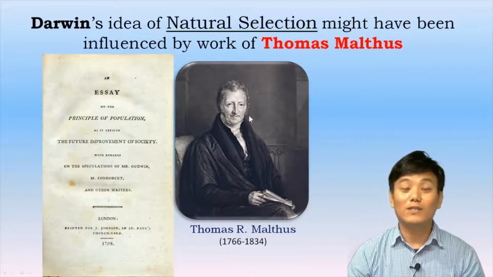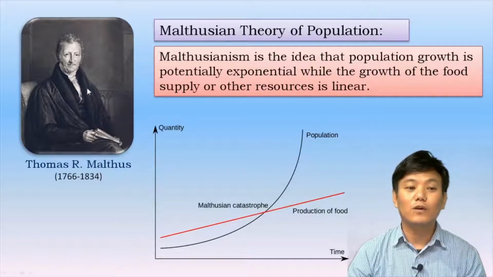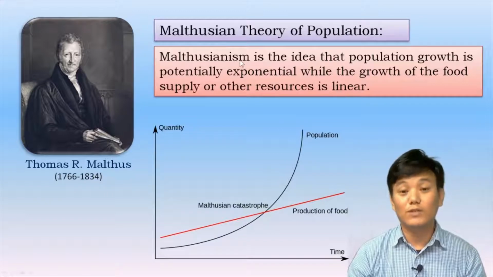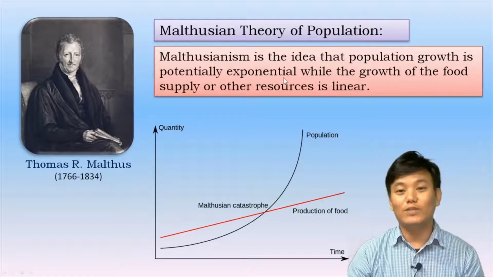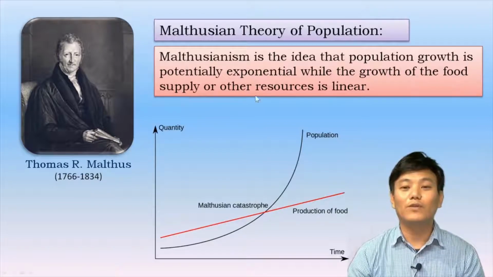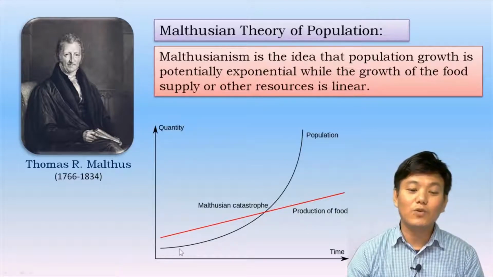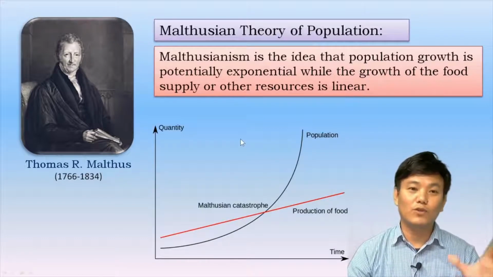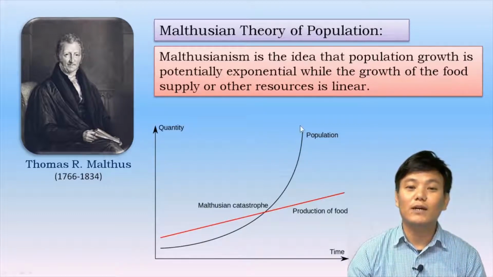So let's see what Thomas Malthus wrote about human population. He proposed the Malthusian theory of population, or Malthusianism. It is an idea that population growth is potentially exponential, while the growth of the food supply or other resources is linear. In simple terms, you can see this graph: the growth of population is exponential. It means the population grows really fast if allowed to grow at its optimum rate.